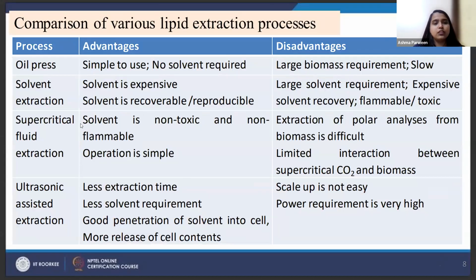In supercritical fluid extraction, the solvent which is used is non-toxic and non-flammable. But the problem is there is a limited interaction between the supercritical CO2 and biomass. Next is ultrasonic assisted extraction. The advantage with this process is that less extraction time is required and less solvent is required. But the scale up of this technology at a commercial level is not very easy, and also it requires lots of power to operate.